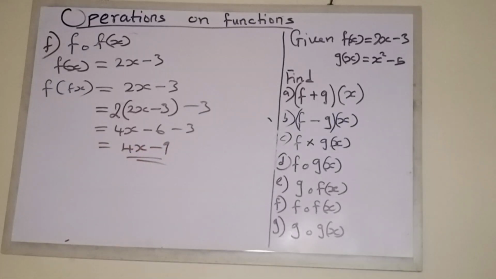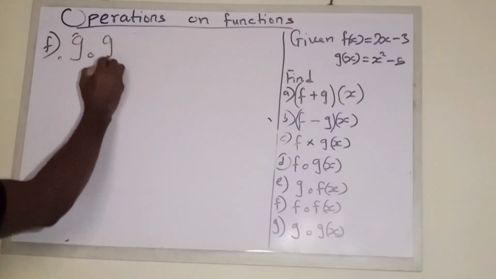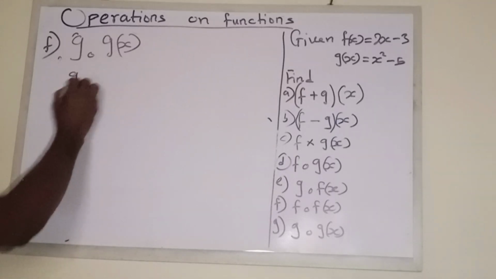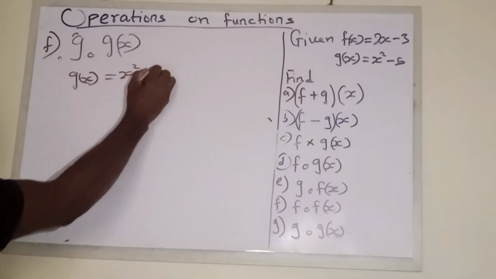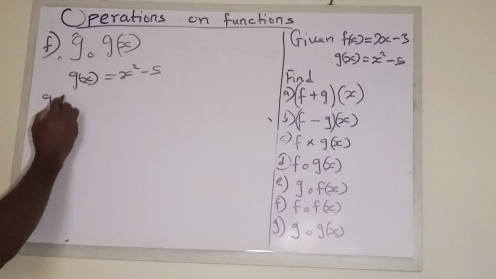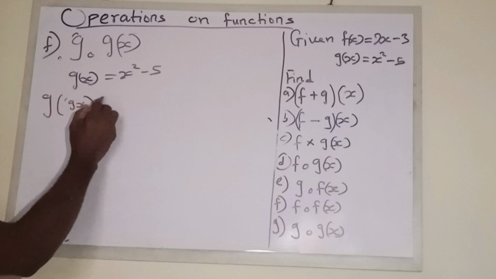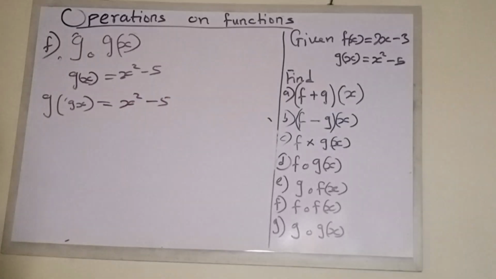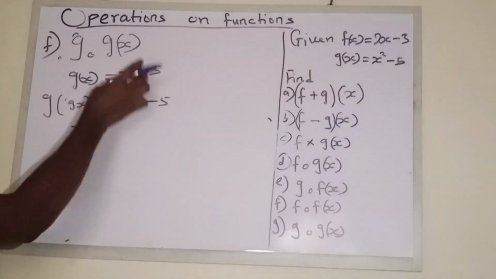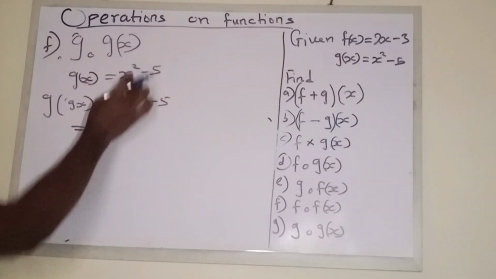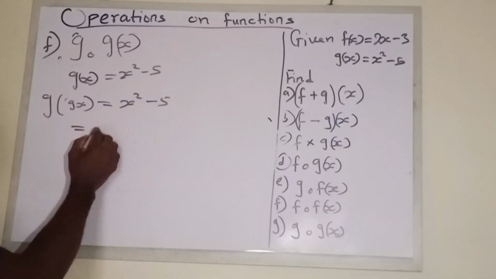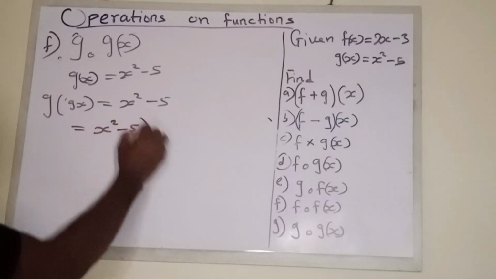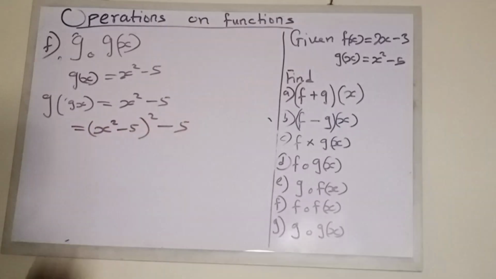So the last is g composite g of x. So here, what is our g of x? Our g of x is equal to x squared minus 5. So the g saw this g of x as x. So what is our g of x here? We still have the same x squared minus 5. So we can now slot this g of x into this main g of x. So we're going to have something like x squared minus 5 in bracket squared, then minus 5.